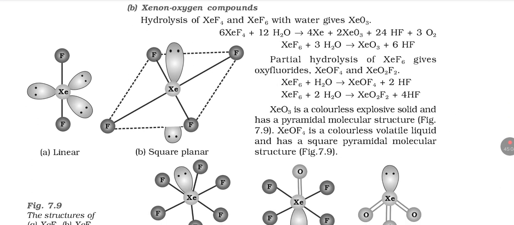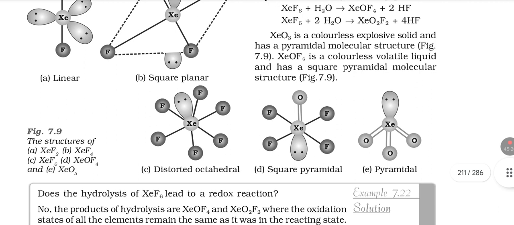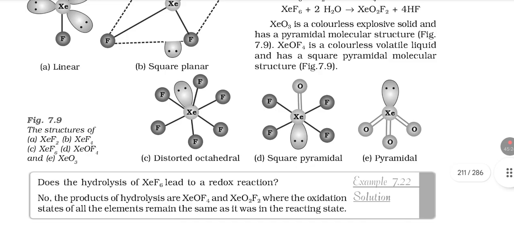Xenon-oxygen compounds. Hydrolysis of XeF4 and XeF6 with water gives XeO3. Partial hydrolysis gives oxyfluorides. XeO3 is a colorless explosive solid and has a pyramidal molecular structure. XeOF4 is a colorless volatile liquid and has a square pyramidal molecular structure.